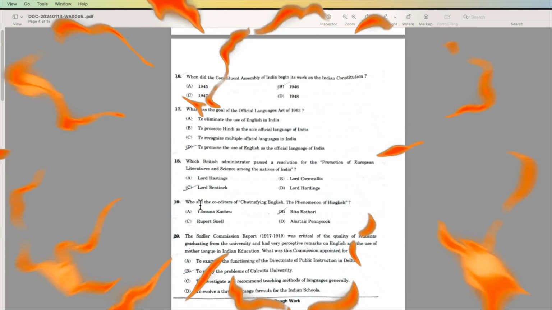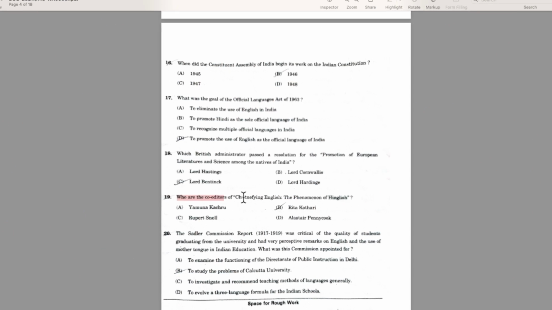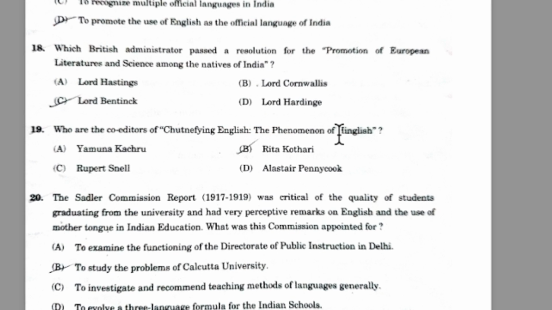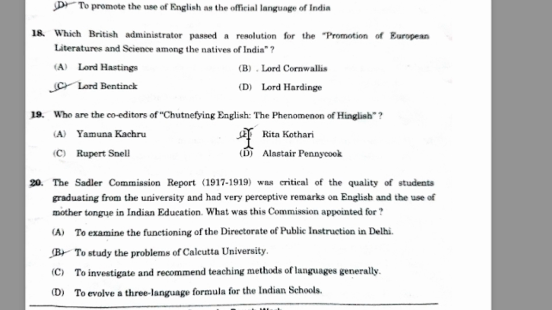Alright, so here we have the question: who are the co-editors of Chutneyfying English, the phenomena of English? We can have two answers for that, Rita Kothari as well as Rupert Snell. You can challenge this question even if you have not picked the right option. Out of these four options, two options are the right ones. You can challenge this question.